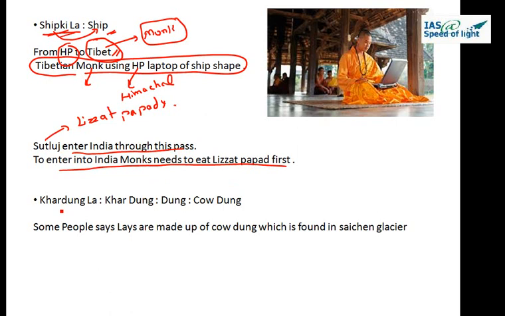Then we have Khardungla. Khardung, the dung becomes cow dung. Some people say that Lays are made of cow dung, which is found in the Siachen Glacier. It connects Leh to the Siachen Glacier. So how will we remember this? Khardung la. Dung is cow dung, and some people say that the chips which you eat, the Lay's chips, are made of cow dung, which is especially found in the Siachen Glacier.